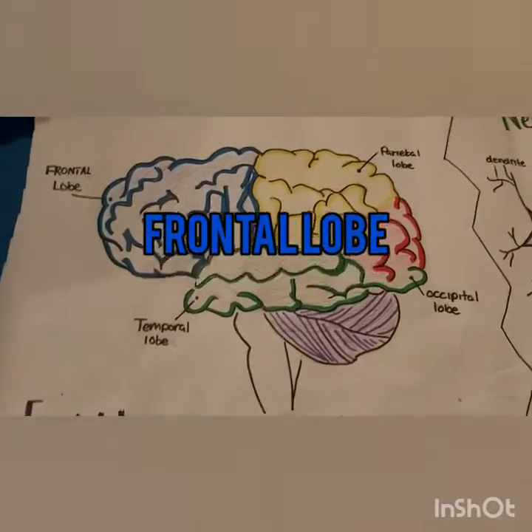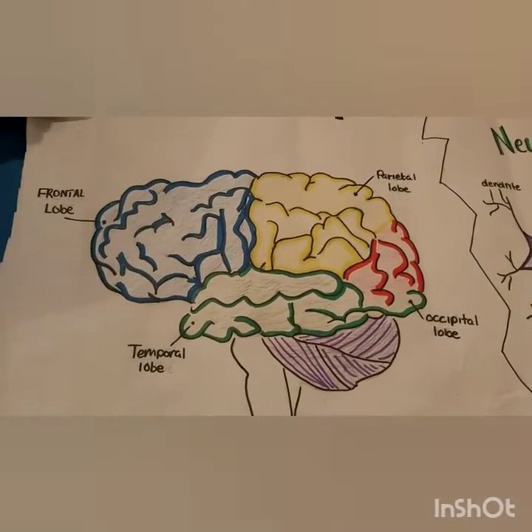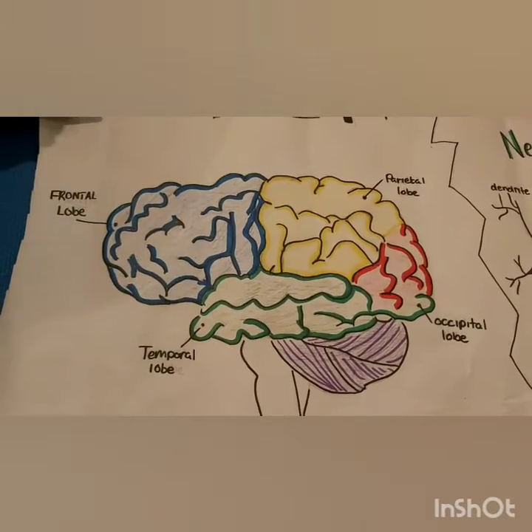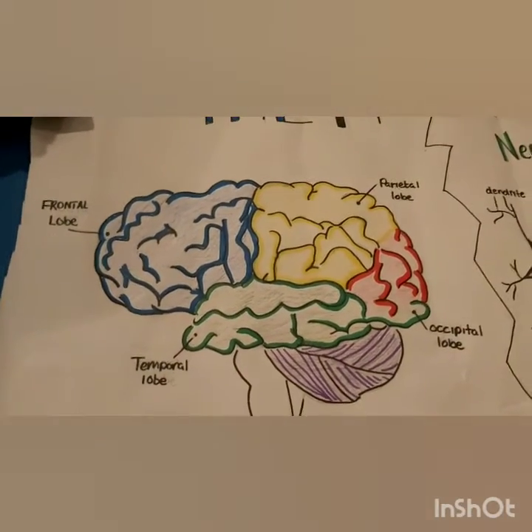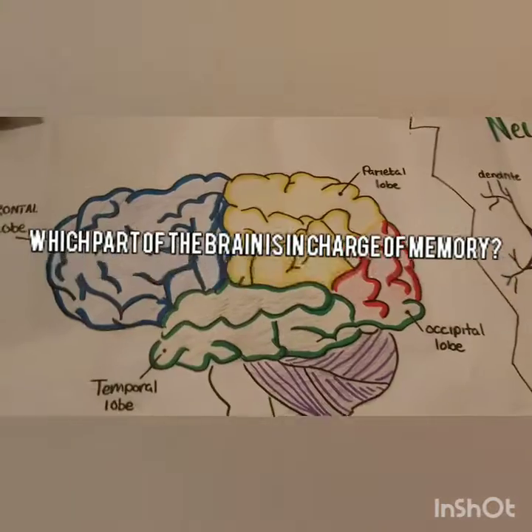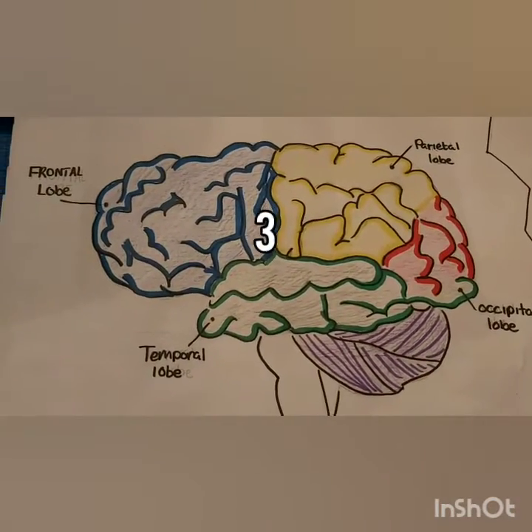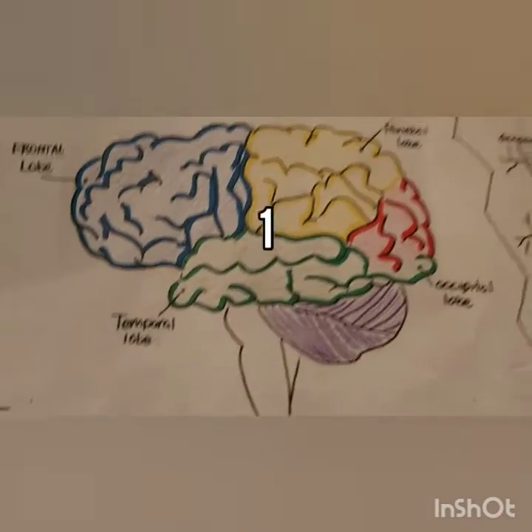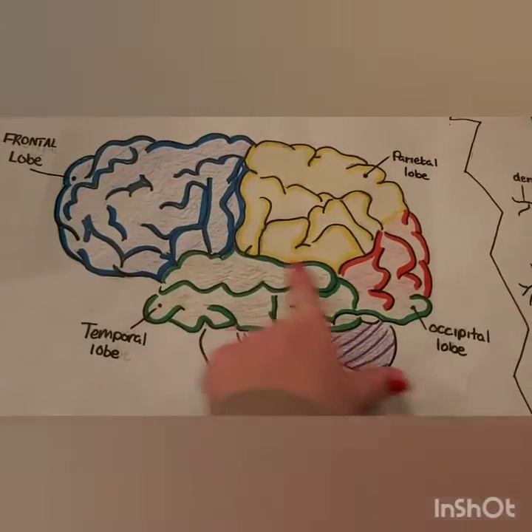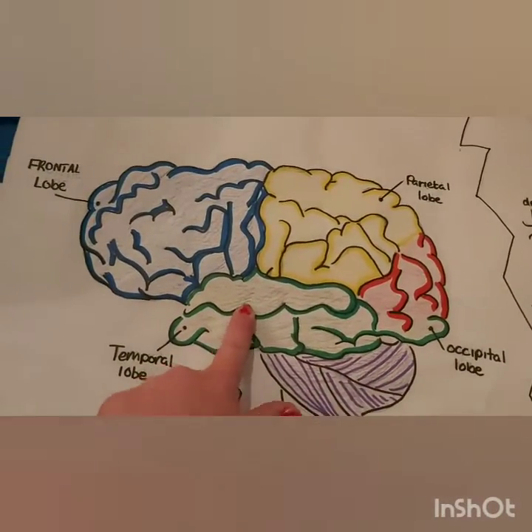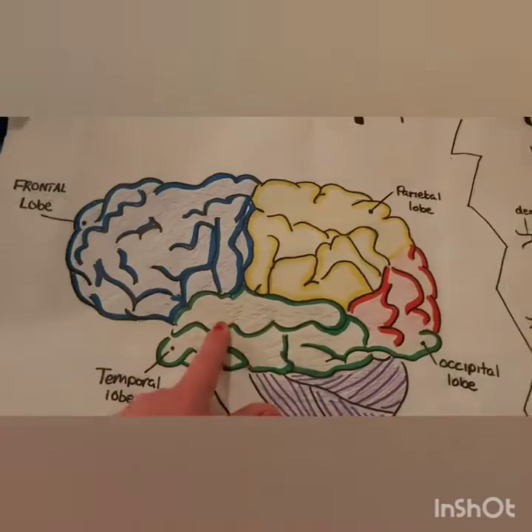Now, which part of the brain is in charge of memory and processing verbal and nonverbal sounds? That's right, it's the temporal lobe. Awesome job, everyone, and that's the 4 lobes of the brain.